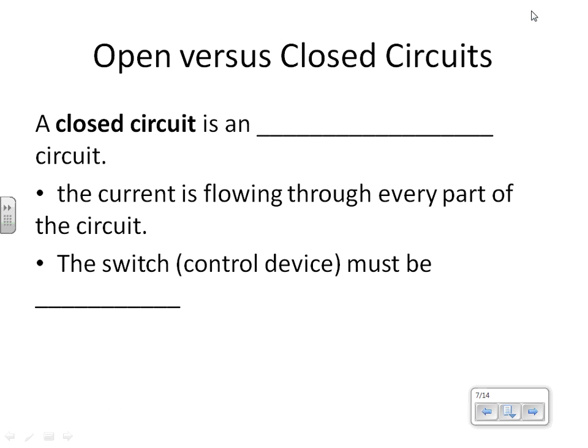All right, I talked really quickly just now about the difference between an open and a closed circuit. So let's actually put this into your notes so you have this to study from later on. So a closed circuit is basically a working or an operating circuit. That means the current can be flowing through every part of the circuit, and the switch or the control device must be closed. So when a switch is closed, the circuit is on.